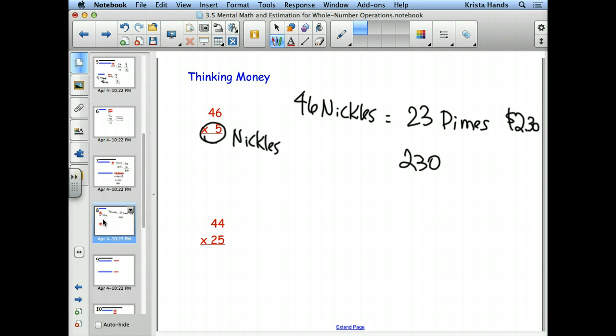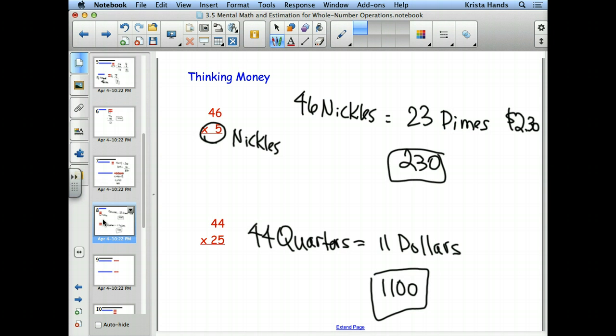How about this one? 44 times 25. What in the world is it talking about when it says thinking money here? That's quarters. So this is how many quarters? This is 44 quarters. All right, now, what's easier to work with than 44 quarters? How many dollars? This would be $11. So how much would $11 be when we're working with it in this fashion? What are we getting for our final answer? This is 1,100. It's almost like considering it as though it's in pennies, right? $1,100 in pennies. So this is 1,100.